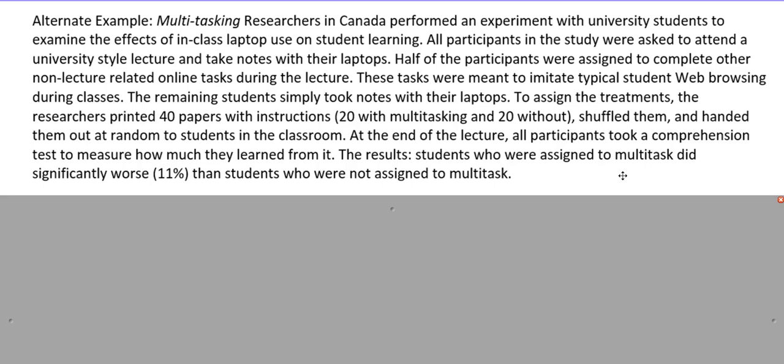Half of the participants were assigned to complete other non-lecture related online tasks during the lecture. These tasks were meant to imitate typical student web browsing during classes. The remaining students simply took notes with their laptops.